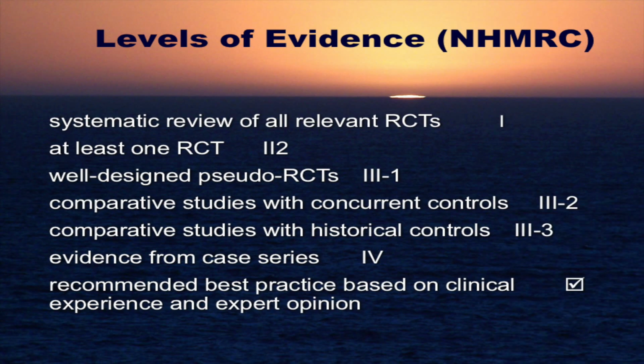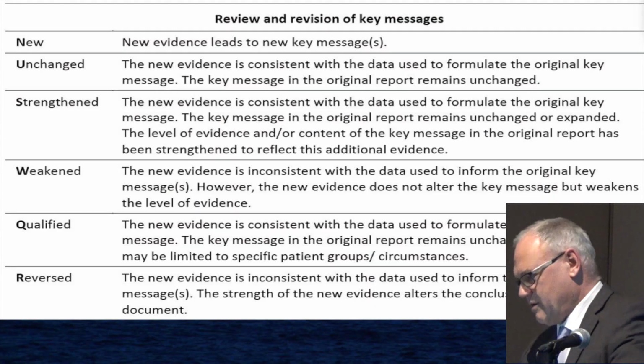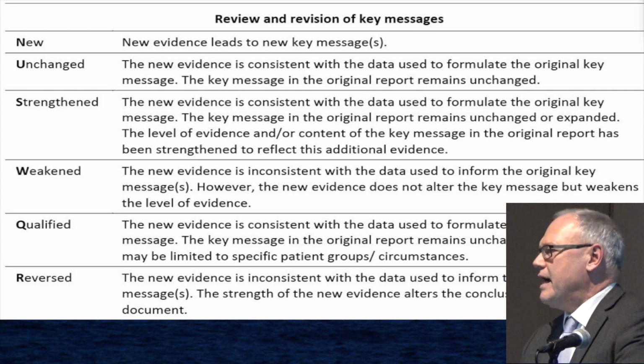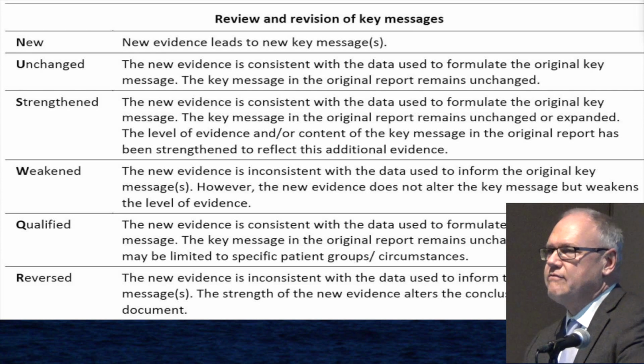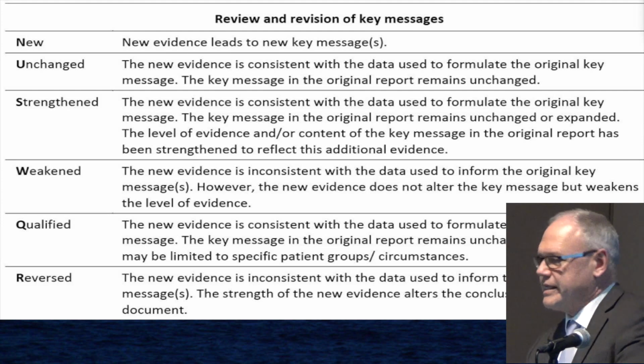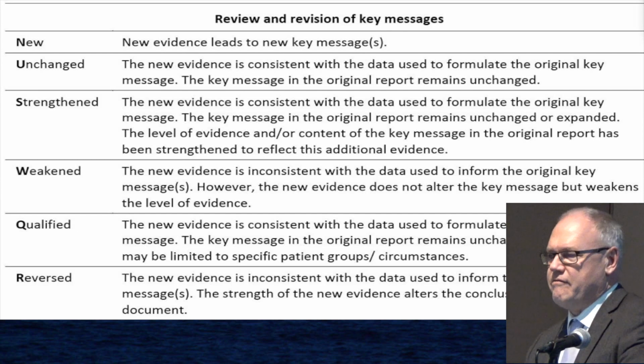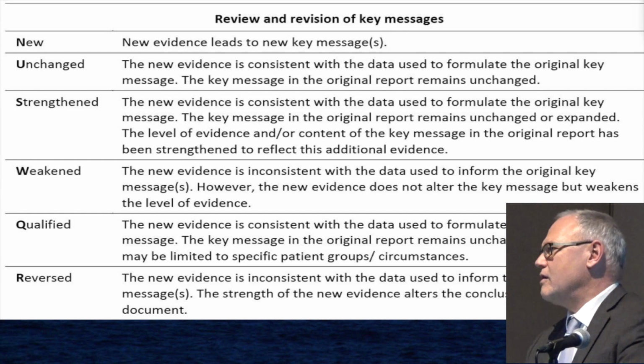But this is more or less a classification from systematic reviews as level 1 evidence down to recommended best practice, and you will see throughout the document what the levels are. We have introduced, and that is also thanks to PAM, a system by which we show what happened in the last 5 years. So for every key message, you can see if it is new or unchanged or strengthened or weakened or qualified or reversed. And there are definitions for all of these terms.